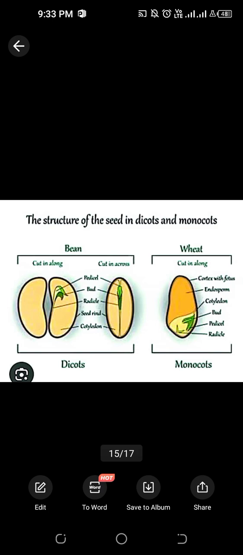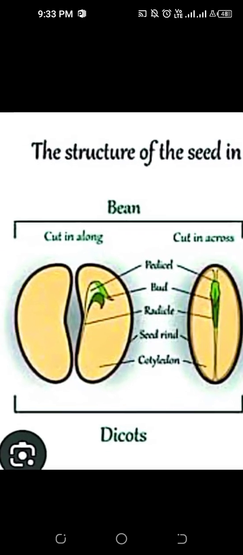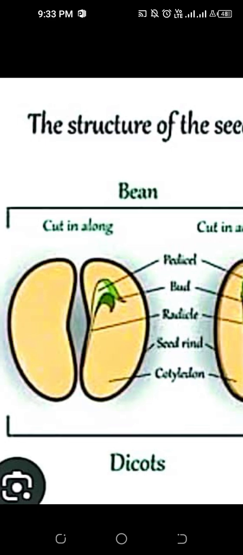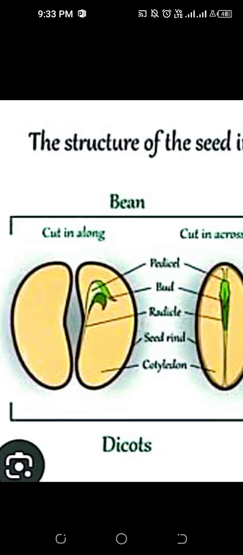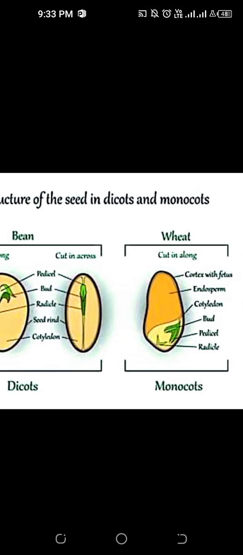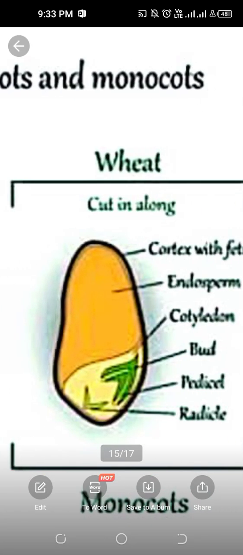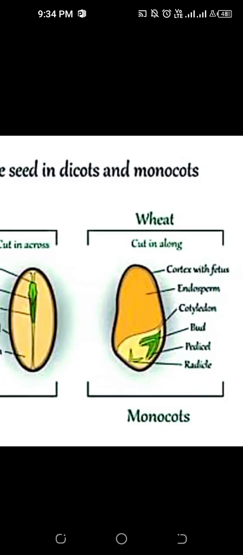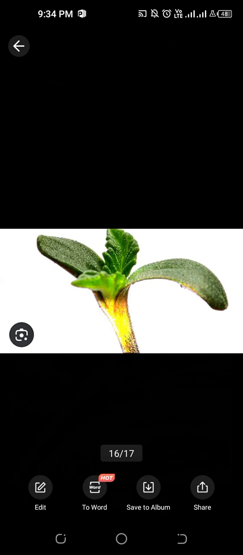Now there is a difference between dicot and monocot. You can easily observe that, look, this green structure has two cotyledons, that's why it's a dicot plant. And this green structure has only one cotyledon, that's why it's a monocot plant. Then we have discussed the cotyledon. The two green parts show that this is the structure of a dicot plant.